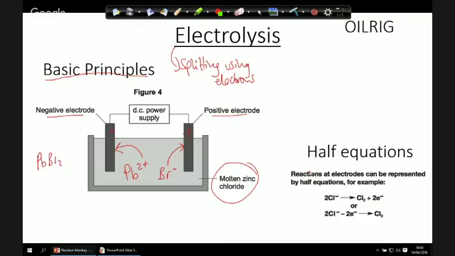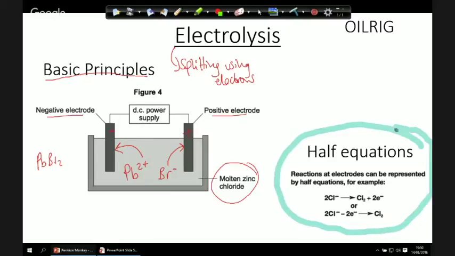And we need to be able to complete, for higher tier only, so if you're foundation, just switch off for a sec, but higher tier you need to calculate half equations for what's happening at the electrodes. So if we think about what's happening at the electrode, anything that's positive wants to gain electrons. Okay, so the lead ion here, to turn back into lead, it wants to gain electrons at that electrode. Whereas the bromide ion wants to give away its extra electron that it's got to become bromine again.